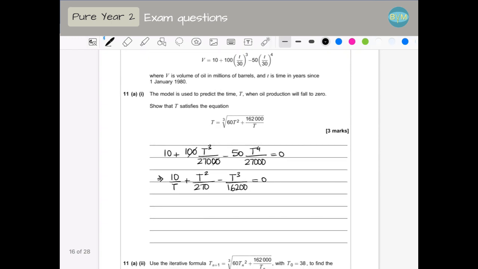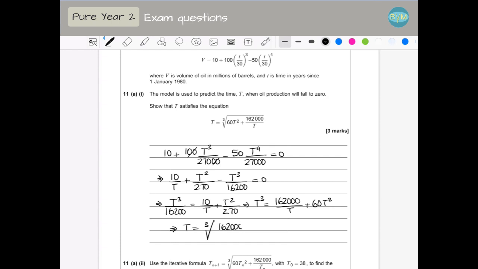Okay, and now what we are going to do is make this t the subject, because we have a cube root. So we separate that on the left. I'm going to multiply everything by the 16,000. One more 0. And then we are doing the cube root. So t is going to be the cube root of that expression.